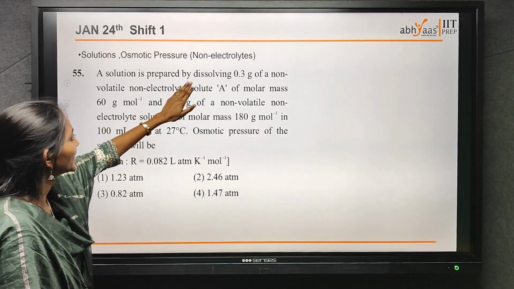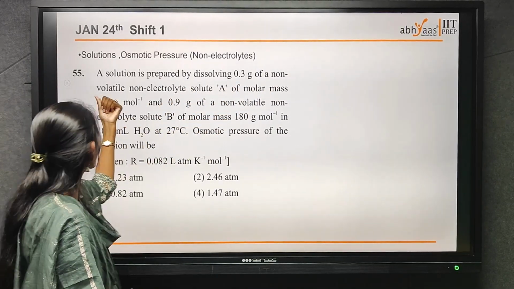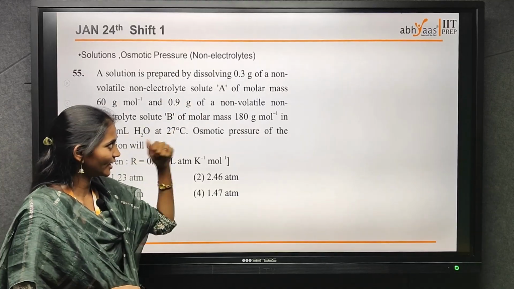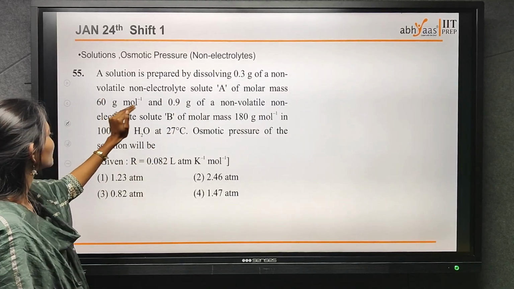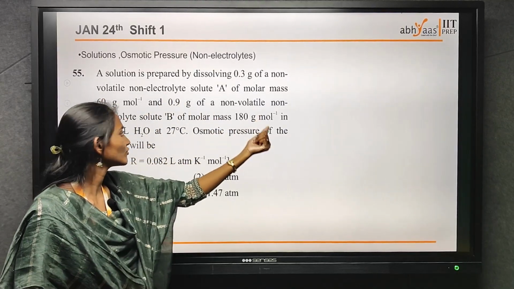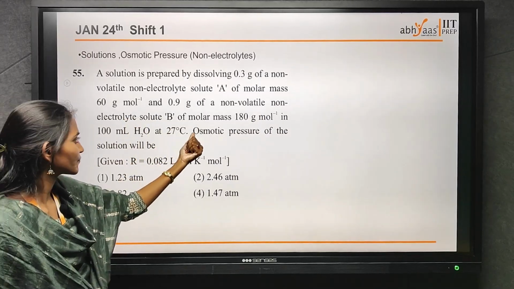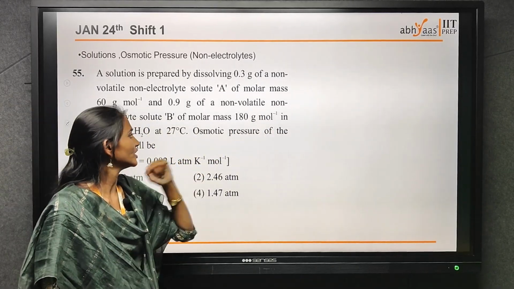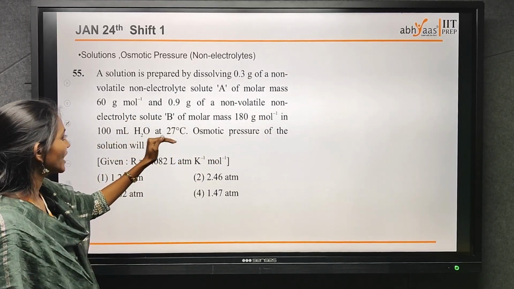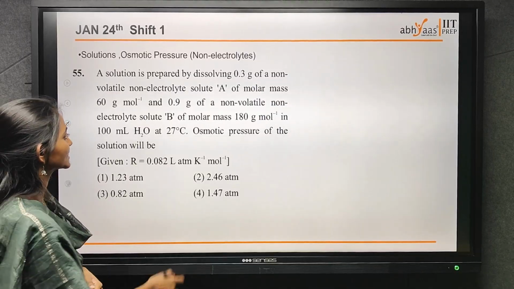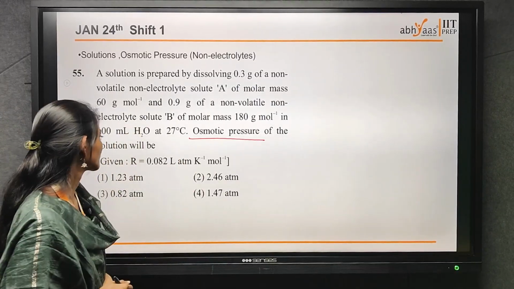A solution is prepared by dissolving 0.3 grams of non-volatile non-electrolyte solute A of molar mass 60 grams per mole and 0.9 grams of non-volatile non-electrolyte solute B of molar mass 180 grams per mole in 100 ml of H2O at 27 degrees Celsius. They are asking the osmotic pressure of the solution will be.